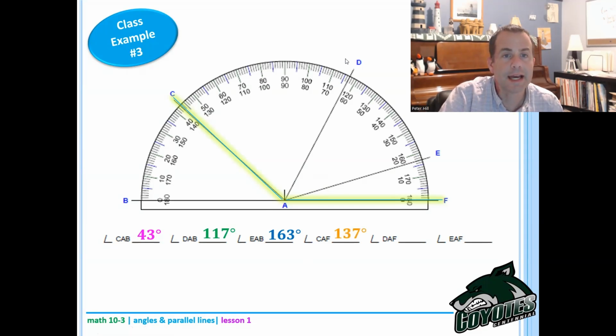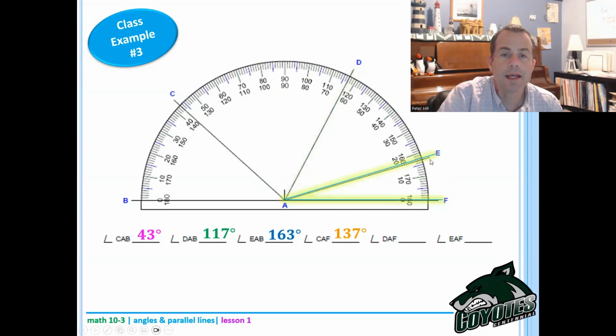Then DAF, so that's going to be from here to here to here. Again, I've lined up with the bottom line of my protractor. The vertex is right at the center, and I'm going to read what says 0. Okay, 0 is the inside. I'm going around, and I've got 60, 61, 62, 63 degrees there. And then EAF, kind of a little guy over here. We'll highlight him.